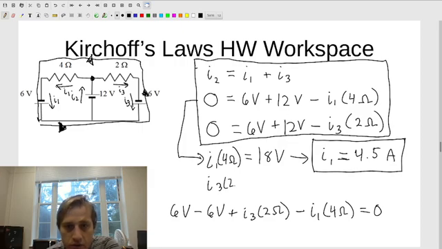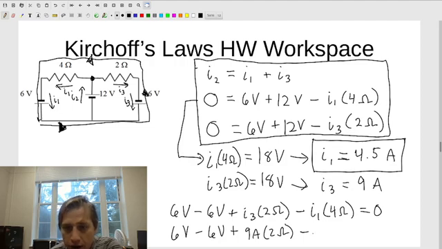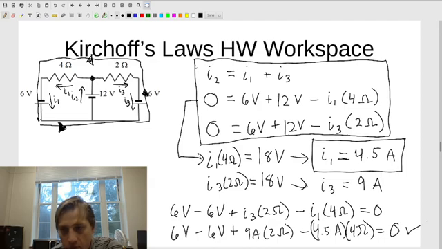So that one is also correct, and you can quickly check that by noticing, okay, this equation is I3 times 2 ohms equals 6 plus 12 is 18 volts. So your I3 is equal to 9 amps. And if I go ahead and just plug these in, 6 volts minus 6 volts plus I3 is 9 amps times 2 ohms minus I1 is 4.5 amps, 4.5 amps times 4 ohms. Let's see, 6 minus 6, that's 0. 18 minus 18, also 0. So it checks out. Okay, so Kirchhoff's laws, everything works out.